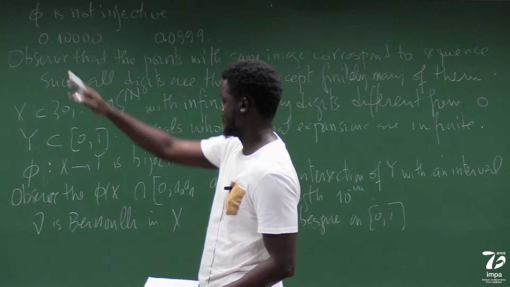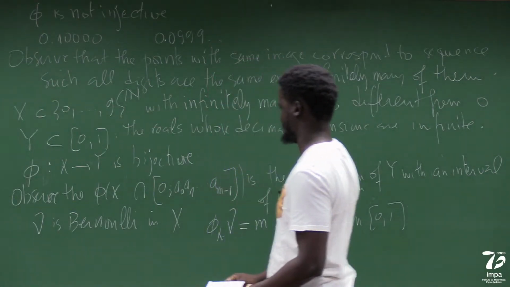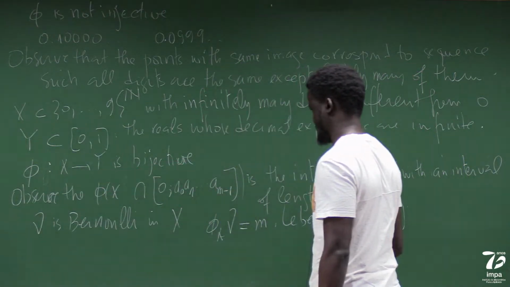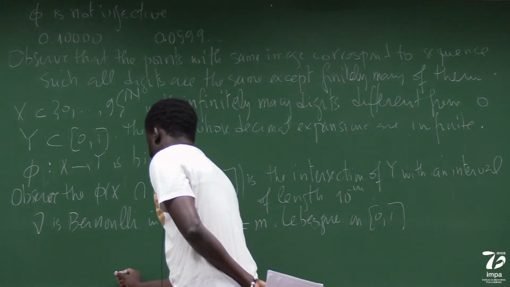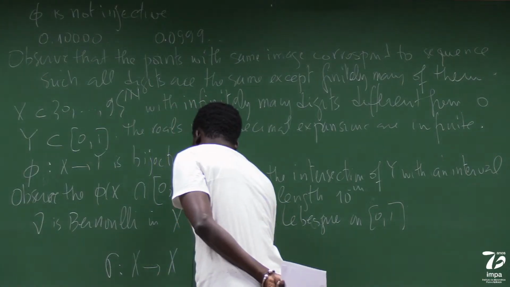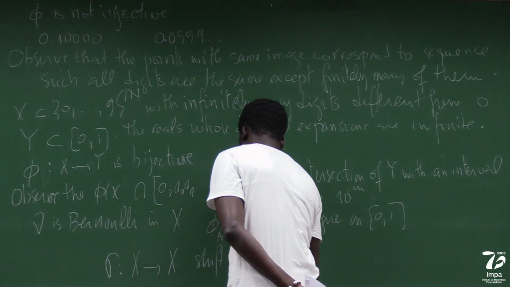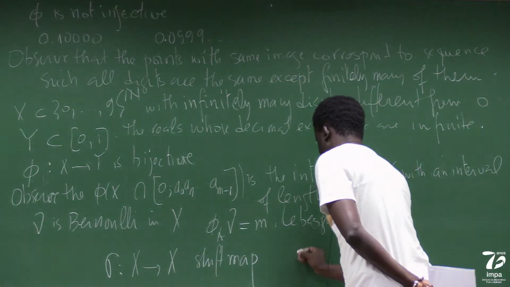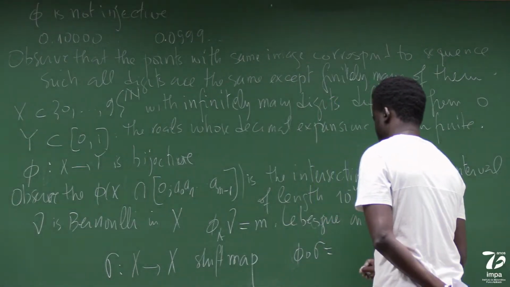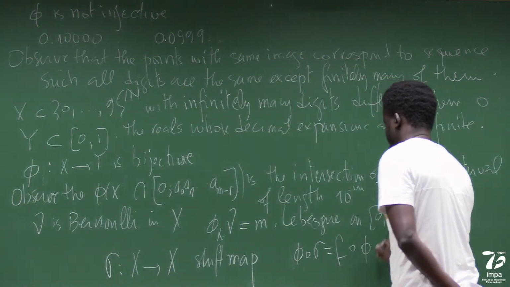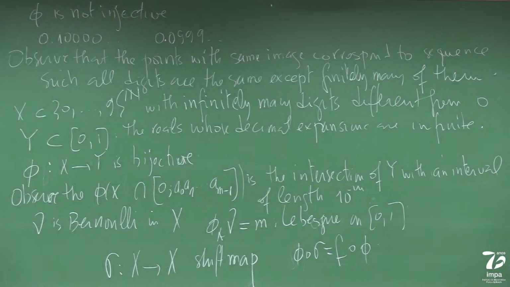It's clear that this conjugates the two dynamics. Sorry, I didn't define the other dynamics. The other dynamics is the shift map on X, which we have seen before. If you take sigma, this is the shift map. You can see that phi composed with sigma equals f composed with phi. That's just easy. So it tells you that these two systems are conjugate.